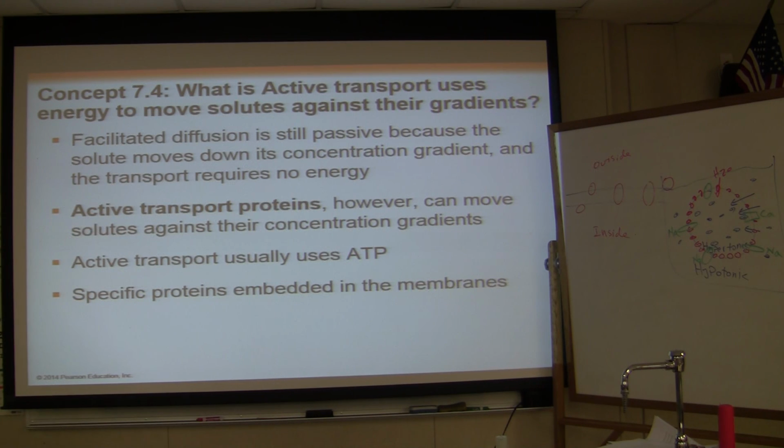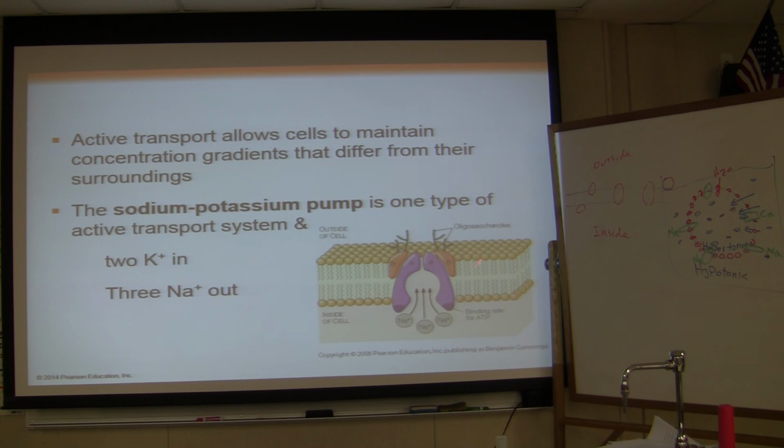Okay, that's what happens. Facilitated diffusion is still passive because the solute moves down its concentration gradient and the transport requires no energy. Active transport proteins, however, can move solutes against their concentration gradient. Active transport usually uses ATP, as I talked about. It uses specific proteins embedded in a membrane. Here is a sodium-potassium pump that I asked about last time. Active transport allows cells to maintain concentration gradients that differ from the surroundings.